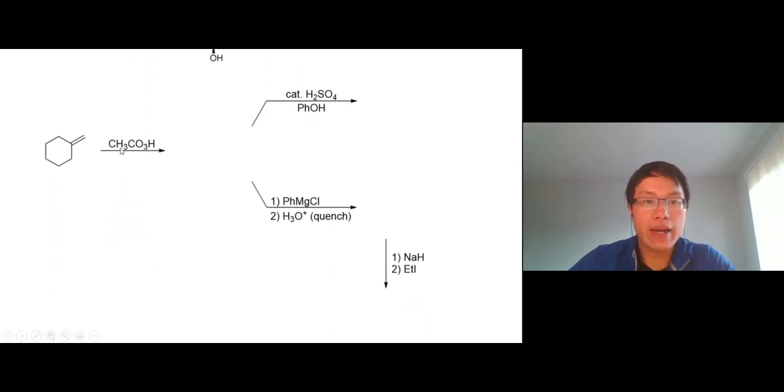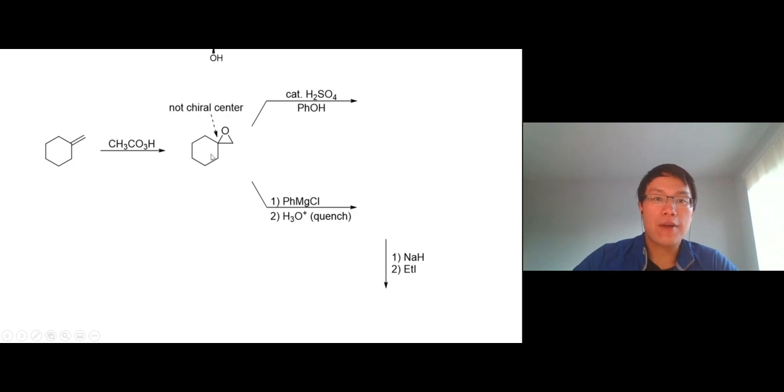Next up, we get, okay, another peroxy acid. Can you see that? That's O3 right there. Carboxylic acid, COOH. This is O3. This is a peroxy acid, and it's going to be epoxidation. Here we go, add an epoxide. Right? This carbon is not a chiral center, so you don't have to worry about it. So just one product there.